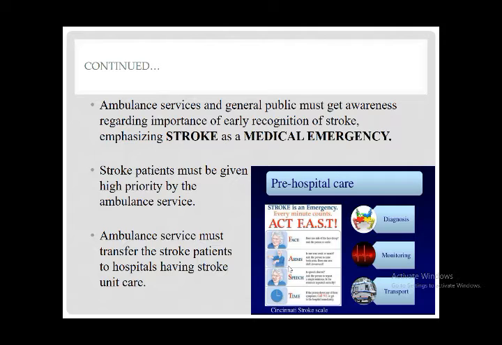and the patient may benefit with acute therapy of thrombolysis or TPA therapy, that is called tissue plasminogen activator therapy, that is usually given within 3 to 4.5 hours.